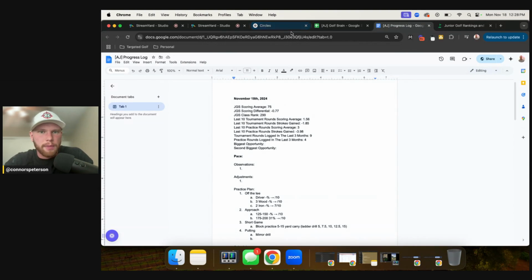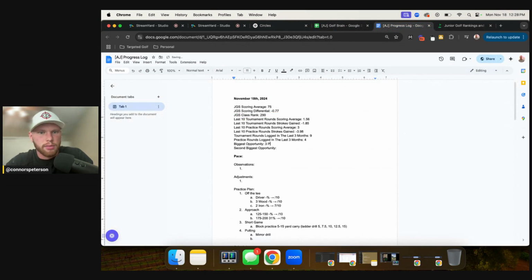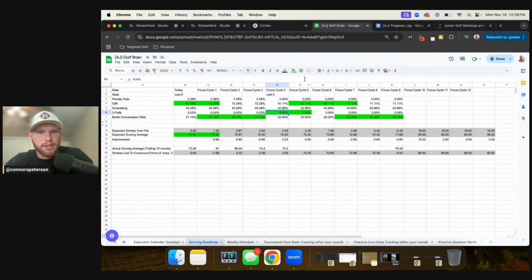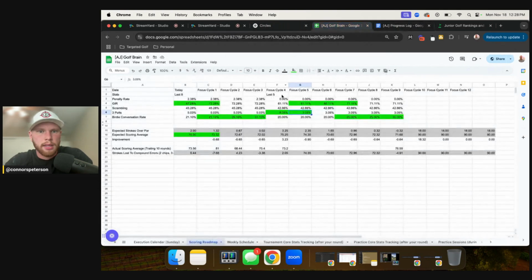So anyway, after that, I like to see what's our biggest opportunity, going back to this exercise. I'm looking at this and saying it's probably 3 putting. So we're going to move 3 putts. Right now it's 8.05%. I want to move that down to 3.05%, and that's going to be worth about 0.9 shots. Second biggest opportunity, everyone's always going to ask, okay, what's the next biggest thing?